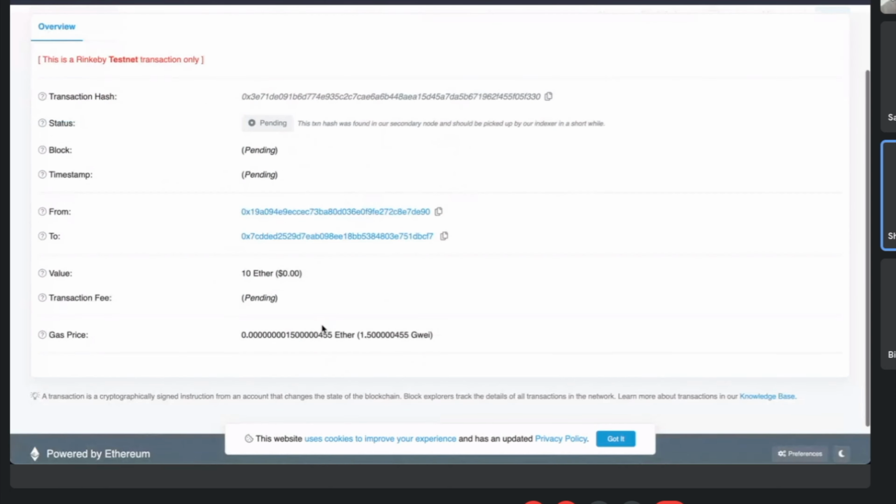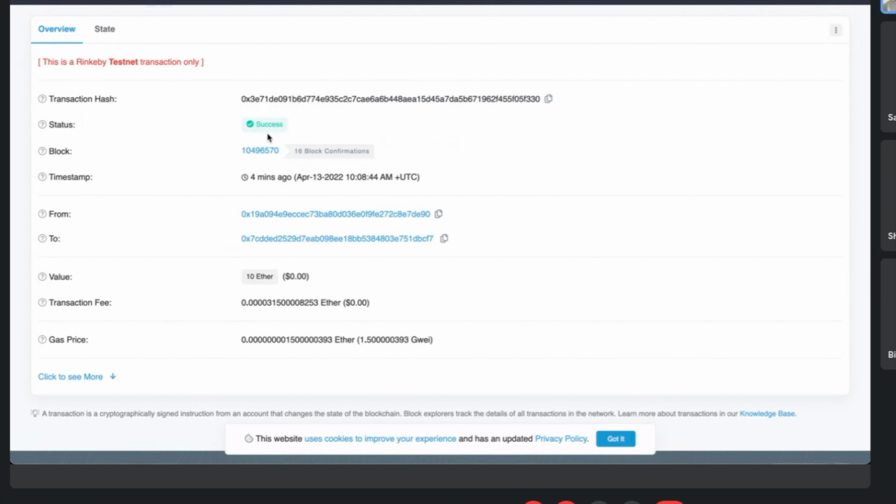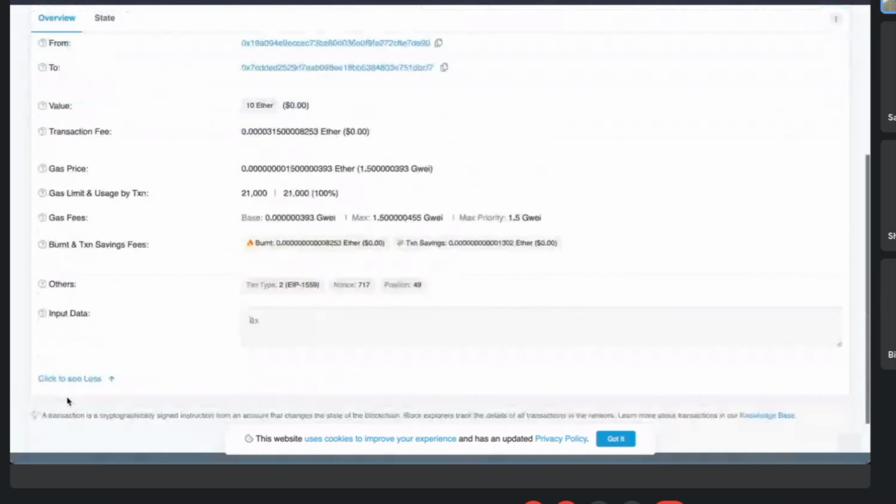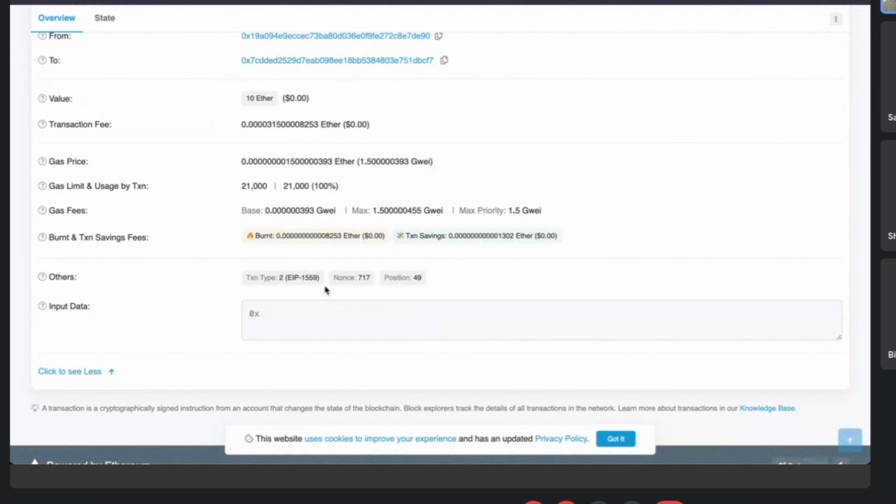Yeah, since it's a public blockchain, the state of the transaction, me sending 10 ethers to another address, was pending. If I refresh it, the transaction is successful. And I've got a number of blocks. See more details: fee, nonce was 717, because this is a test blockchain. So there are, I don't know, 4 peers or 5 peers in this network. So it's a very small network just for testing.